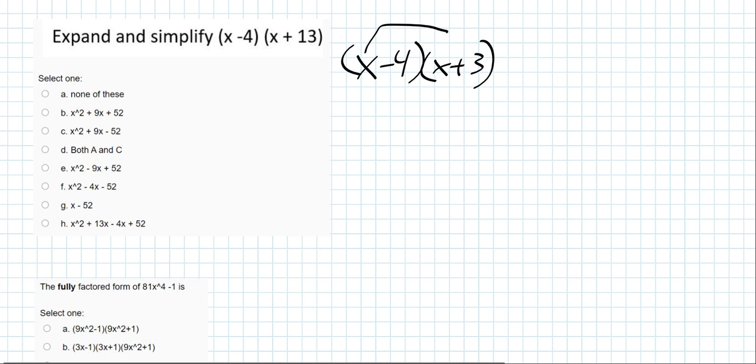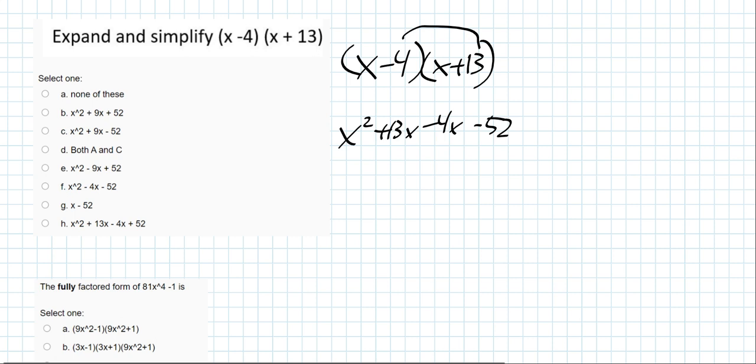If we take our first terms, it's x squared. If we take our outside terms, that's plus 13x. Our inside terms is minus 4x. Hang on, let me fix that, that's a 13, not a 3. And our last term, 4 times 13 is 52. It's going to be negative 52.